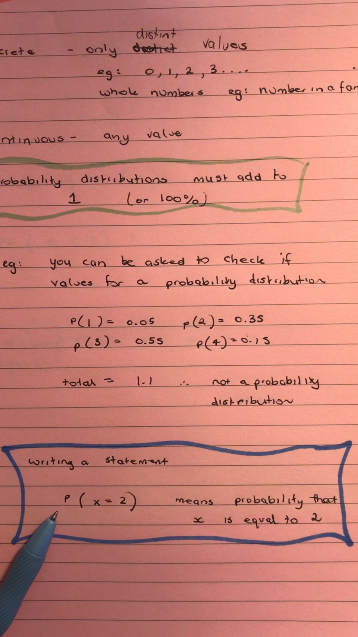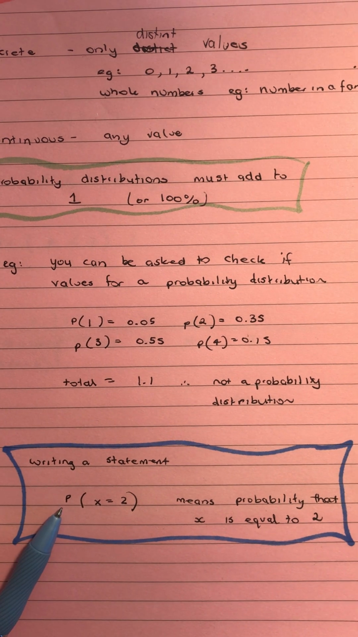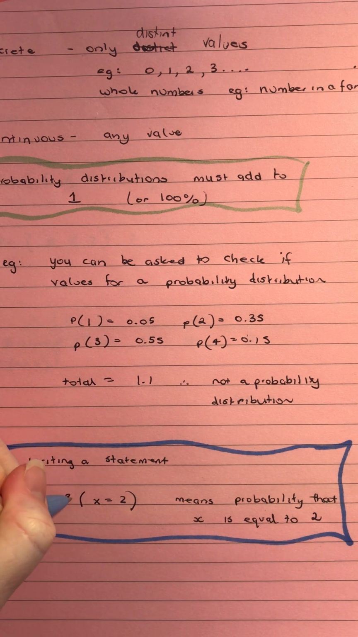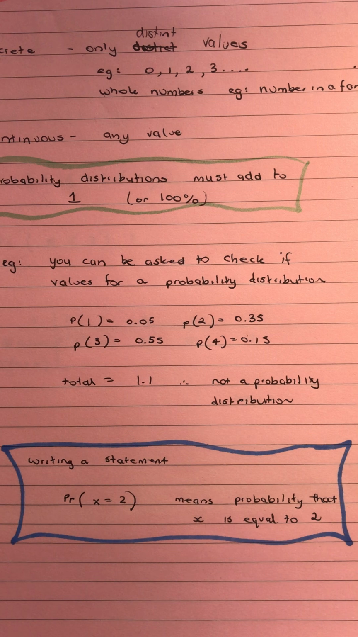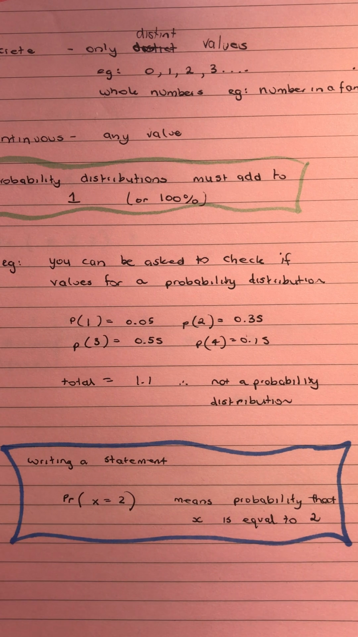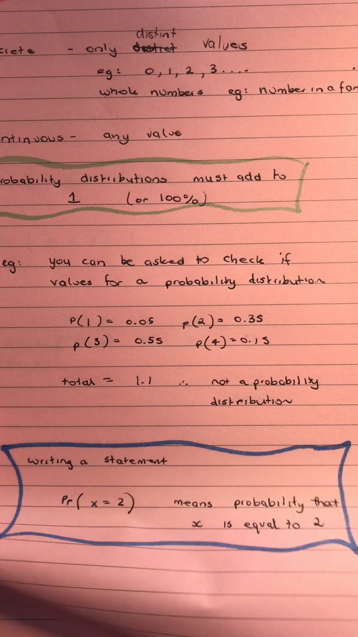Another thing to note is when you are writing a statement that says the probability of x is equal to 2. This is how we can write it, where we have Pr outside of x equals 2. You might also see it with just the P, and I will often fall back into just writing the P because that's what I'm used to from when I was at school, but we have converted to writing the Pr in front, but just be aware you might see it with the P.